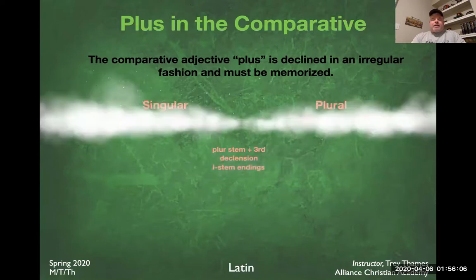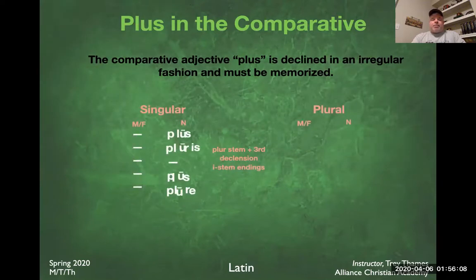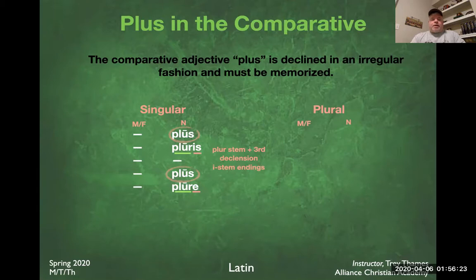First thing you need to know, it's going to use the stem plur- from not plus, but plur- in most of the forms, plus third declension i-stem endings. So there is no masculine or feminine singular. In the neuter, you have plus. And remember, whatever the nominative is, the accusative is the same, so you have plus, plus. But for the rest of the word, the stem is plur-, and then you have your third declension i-stem endings: -is. Notice the dative doesn't have a form. I told you it's irregular. And then in the ablative, you have again the stem plur- plus the ablative ending -e: plure.